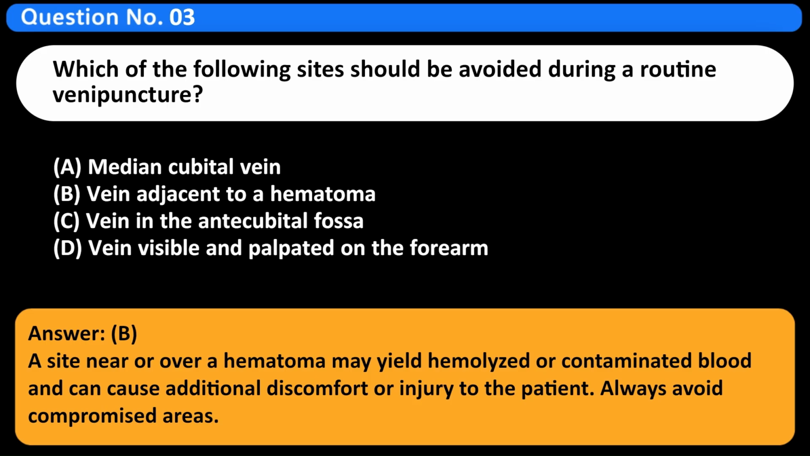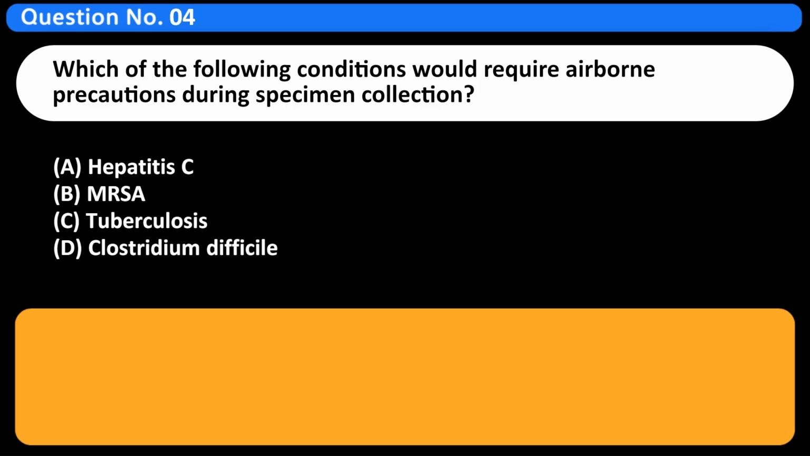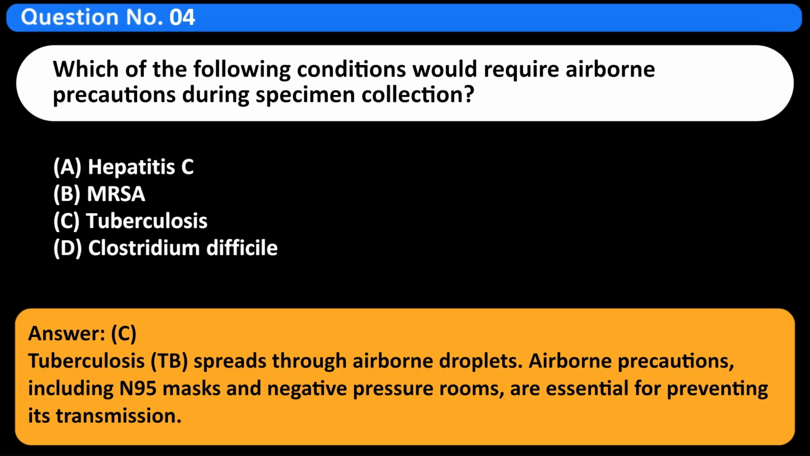Always avoid compromised areas. Which of the following conditions would require airborne precautions during specimen collection? A. Hepatitis C. B. MRSA. C. Tuberculosis. D. Clostridium difficile. Answer: C. Tuberculosis, TB, spreads through airborne droplets. Airborne precautions, including N95 masks and negative pressure rooms, are essential for preventing its transmission.